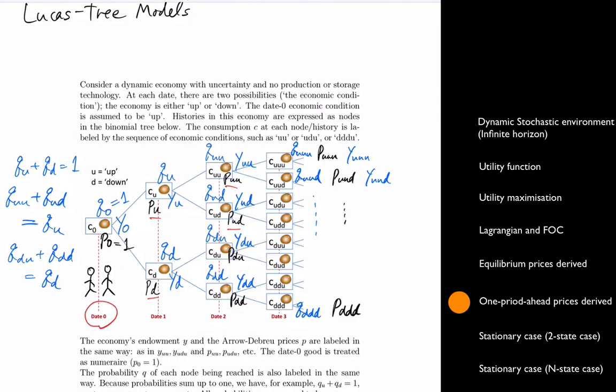In other words, the numerator is the date zero good. If we divide PUU by PU, by the law of relative prices, this ratio gives the price of the node UU good in units of node U good. So if you are already in this node, node U, then the price of one unit of node UU good is PUU over PU.